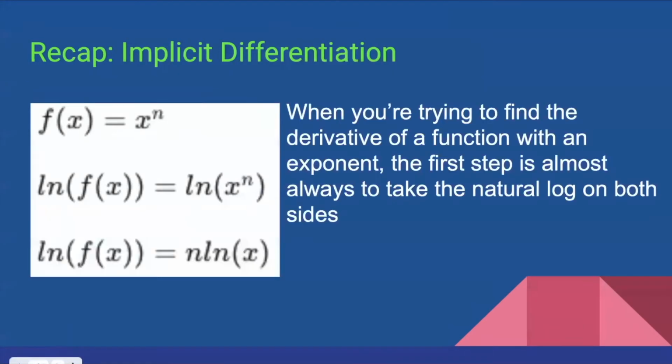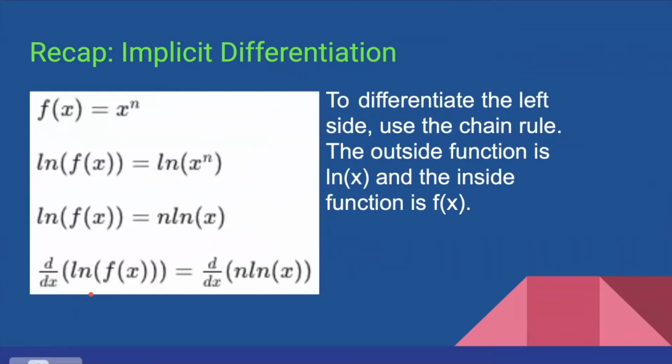All right, and then remember that when you're trying to find the derivative of a function with an exponent, the first step is almost always to take the natural log on both sides, and that allows you to bring the exponent to the front. Okay, and then now differentiate both sides of the equation. So for the left side, just use the chain rule. So the inside function is f of x and the outside function is ln x.